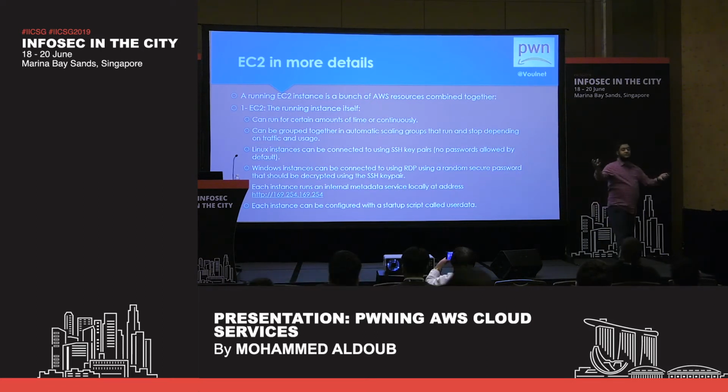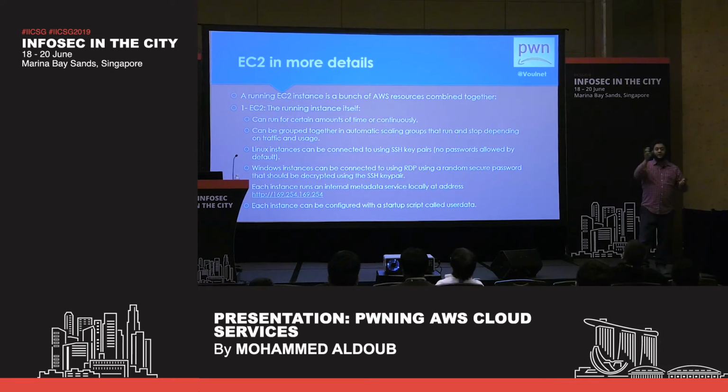So now I'm going to explain what it means to run an infrastructure inside Amazon. When you have an EC2, a virtual server in Amazon, what components are there actually? The first component is the instance itself, which is like a Linux server running inside some hardware inside Amazon. You can run it continuously or only for certain amounts of time. You can put it in a group that does auto-scaling. When there's heavy load, you have more servers running, and when the load goes down, the number of running servers also goes down, so you pay less on your bill.